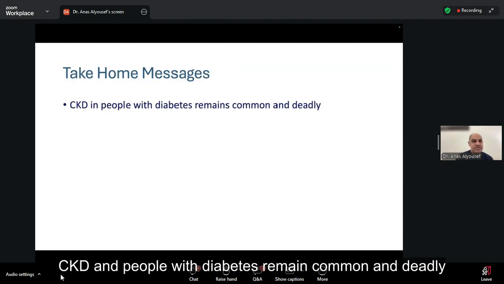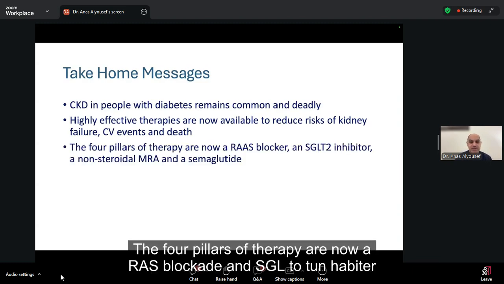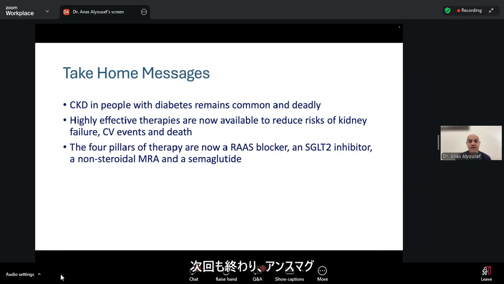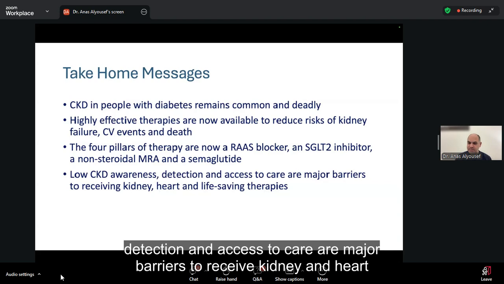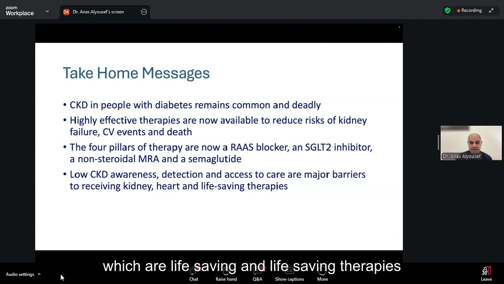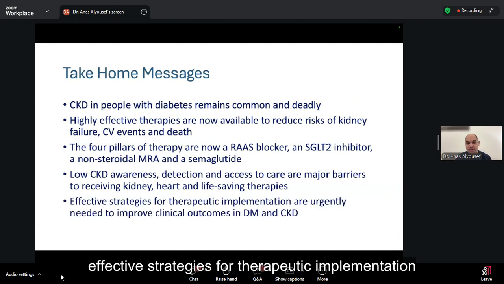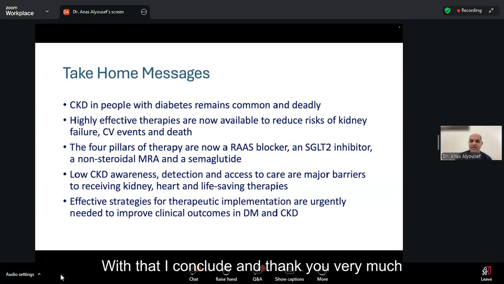So my take-home messages: CKD in people with diabetes remains common and deadly. There are highly effective therapies now available to reduce the risk of kidney failure, cardiovascular events, and death. The 4 pillars of therapy are now RAS blockade, an SGLT2 inhibitor, a non-steroidal MRA, and semaglutide. Low CKD awareness, detection, and access to care are major barriers to receiving kidney and heart life-saving therapies. Effective strategies for therapeutic implementation are urgently needed to improve clinical outcomes in diabetes and CKD. With that, I conclude, and thank you very much.